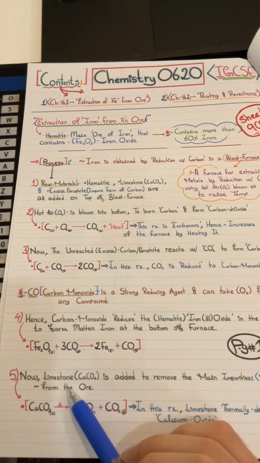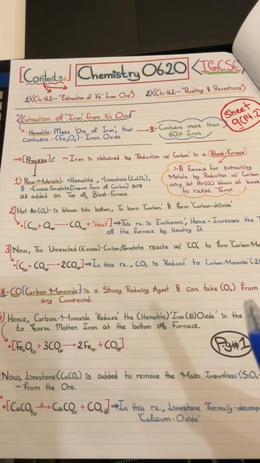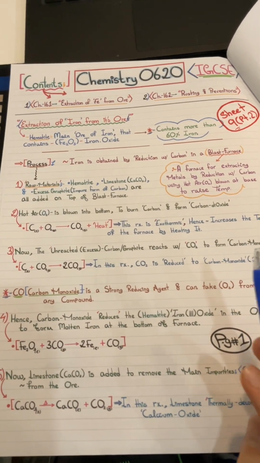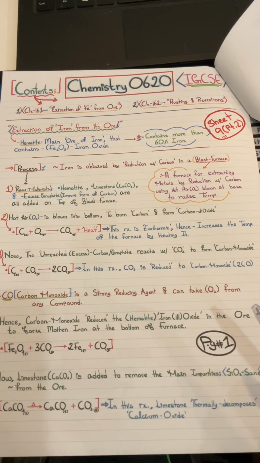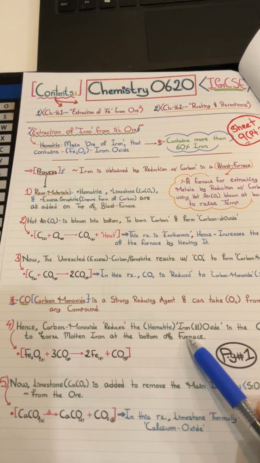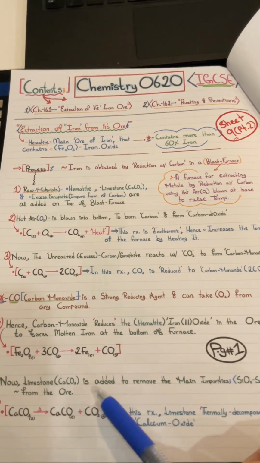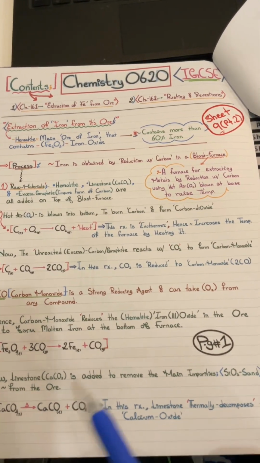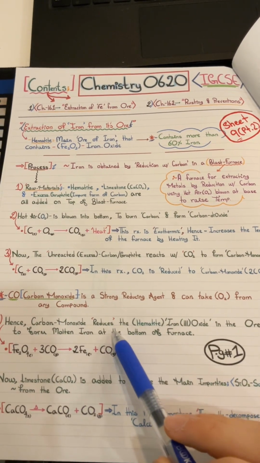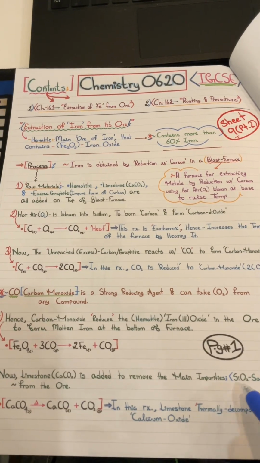Now limestone is added. So basically limestone was there, we did add it in the beginning with the other substances, okay? But now that carbon monoxide has reduced iron oxide, there is molten iron at the bottom of the furnace. So now we will add limestone, which is calcium carbonate. Why? This will remove the impurities in the molten iron at the bottom of the furnace. These impurities include SiO2, sand.